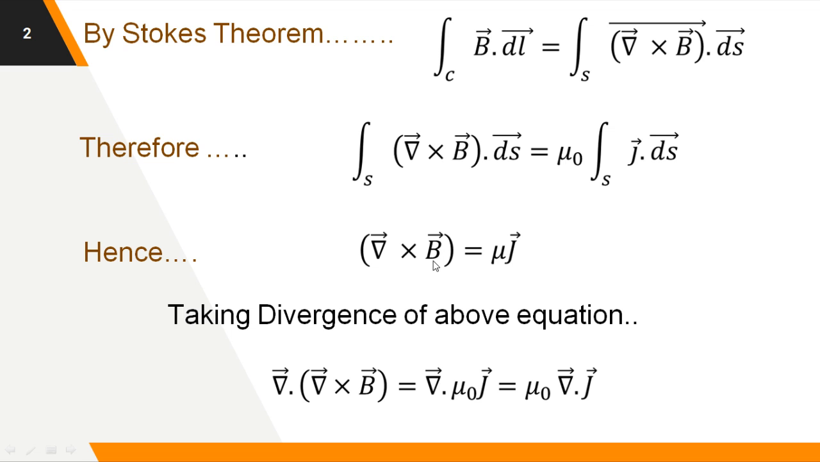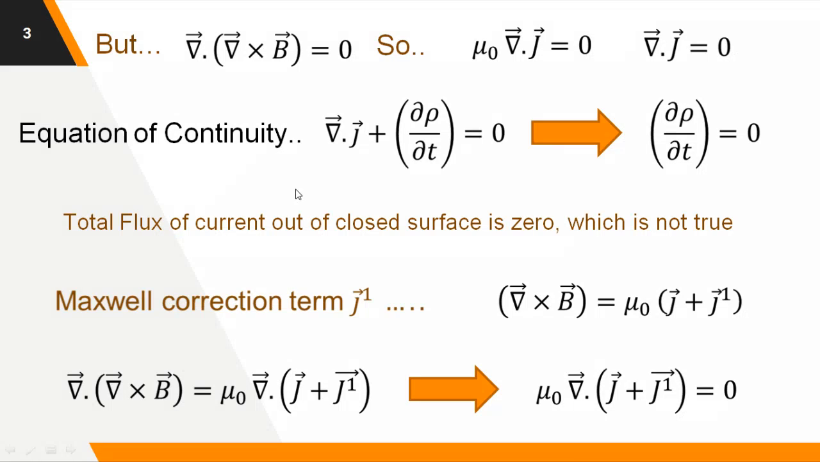But the difficulty arises when we take the divergence of the above equation. If we take the divergence of this term, mu naught is taken outside, and we get the divergence dot del cross B, that is, del dot del cross B. Vectorially, this is going to be 0.